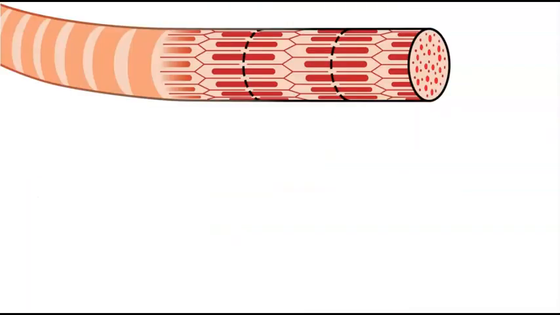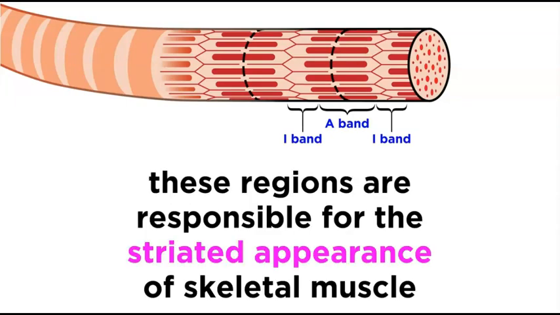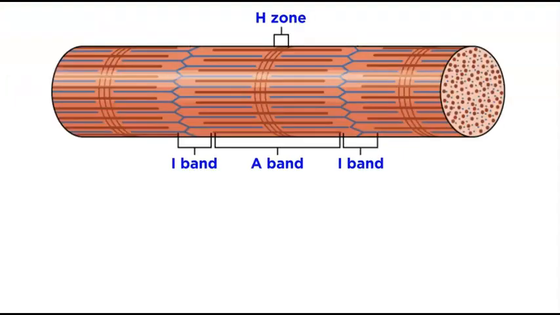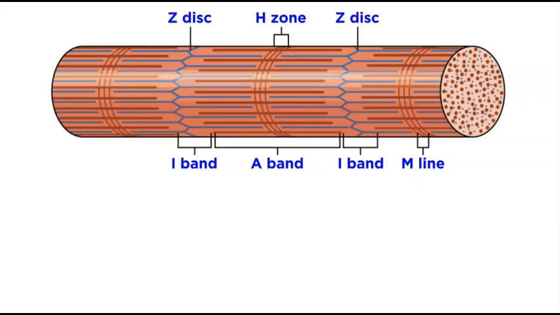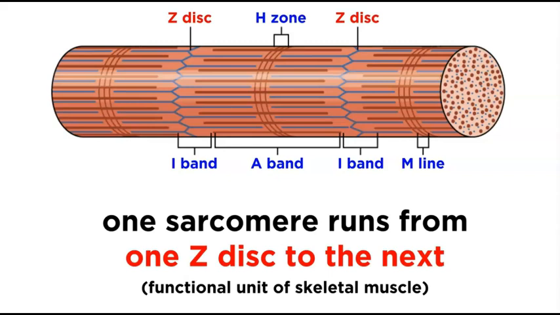Looking at a sarcomere, we can label a few regions. We can see these darker A bands and the lighter I bands, which are aligned and responsible for the striated appearance of skeletal muscle. Within each A band, we can find a lighter region called the H zone, and this H zone is split down the middle by something called the M line, made of a protein called myosin. The I bands are also split down the middle by a region called the Z disc. We can identify an individual sarcomere as being a section from one Z disc to the next, and this is the functional unit of skeletal muscle.